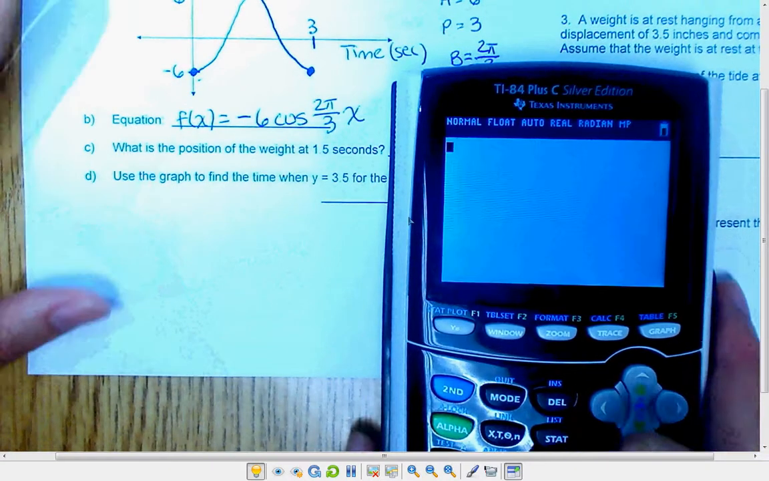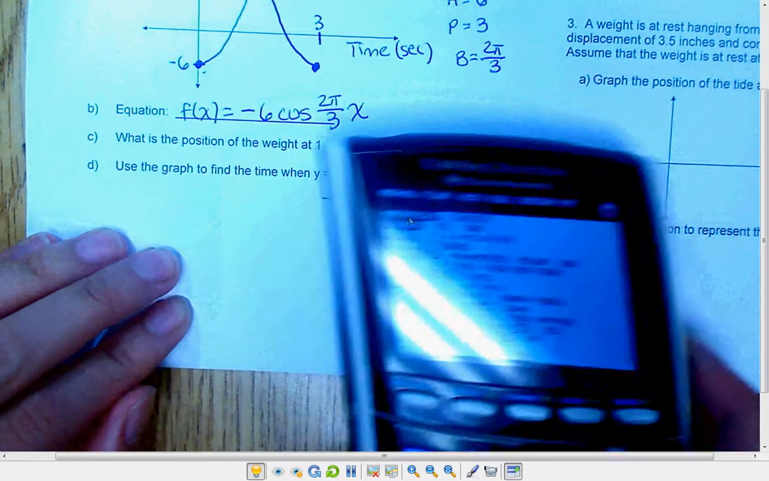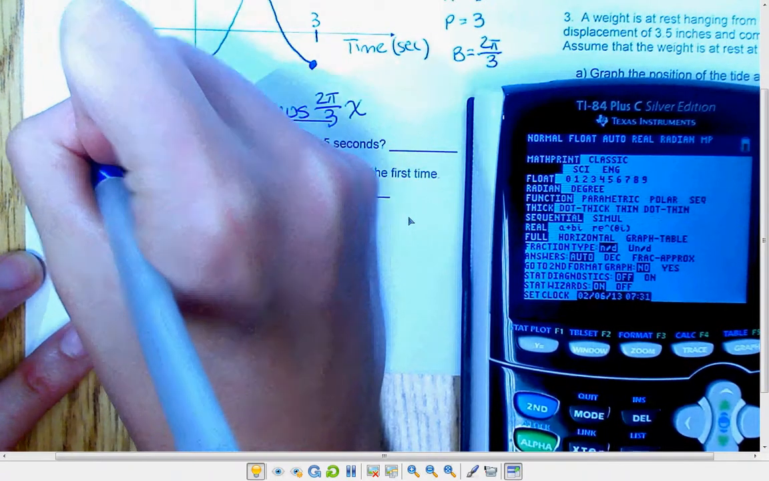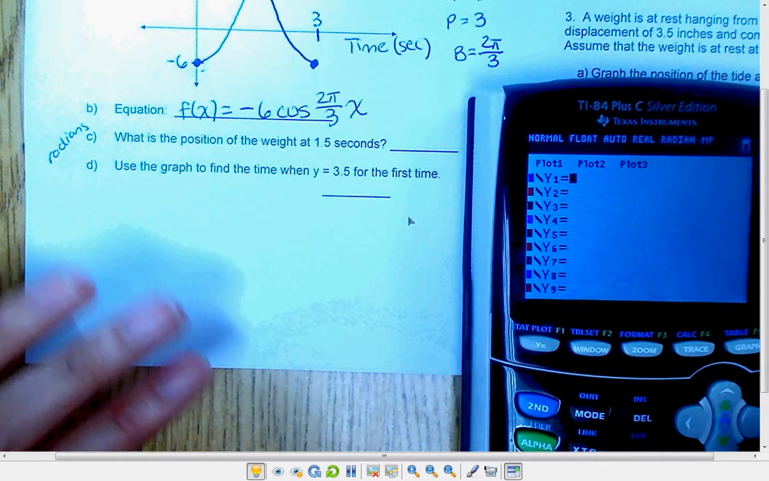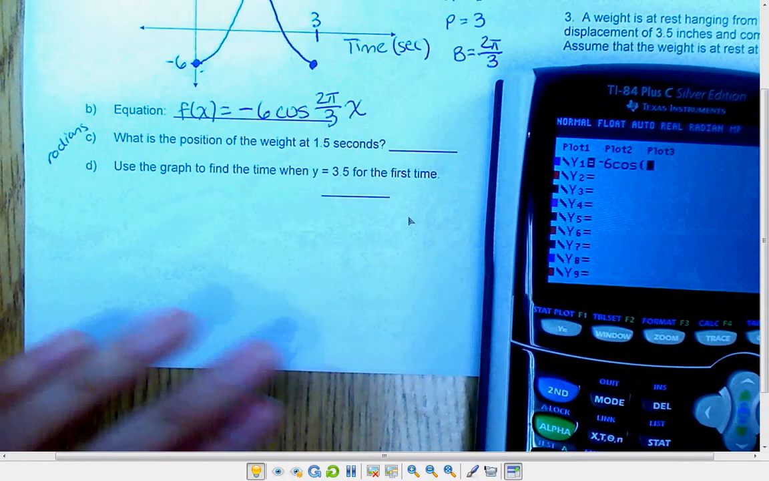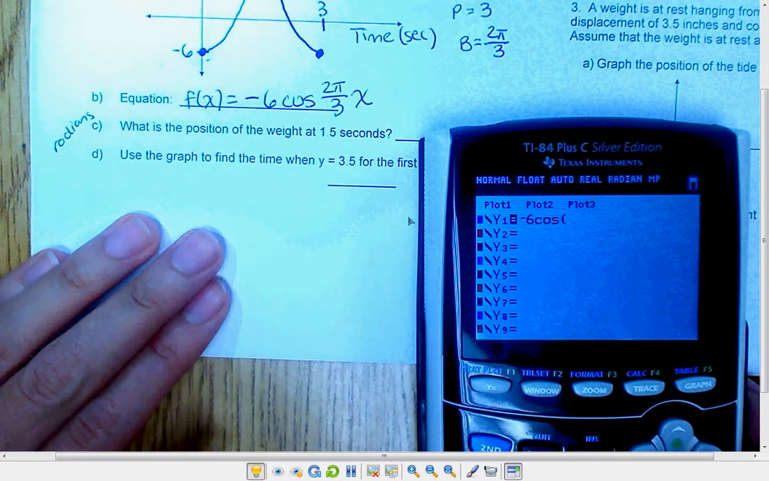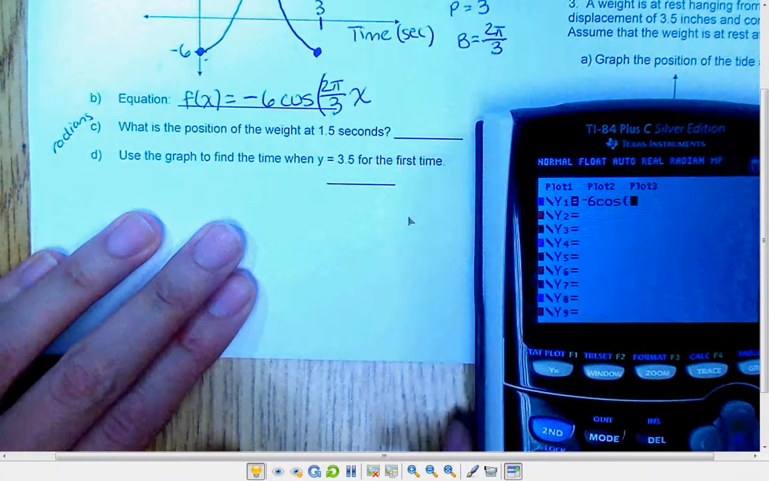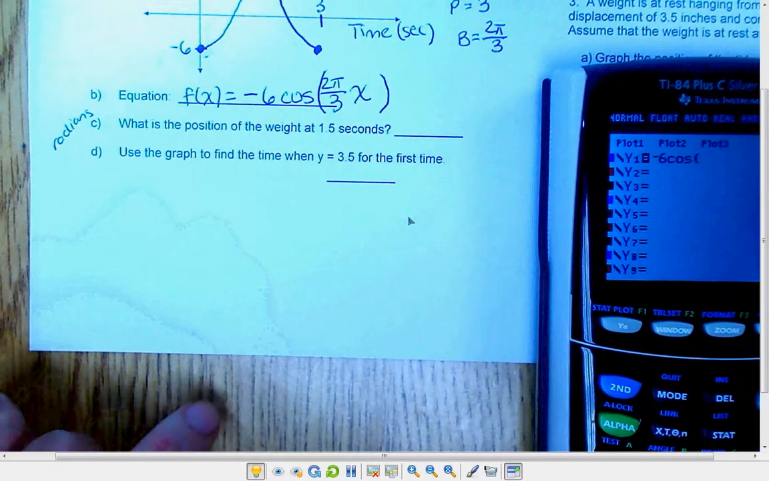When I put this in my calculator, the first thing I need to do is make sure that we are in radian mode. So make sure that you have your calculator in radians, and then go to y equals. When I'm graphing this, you're going to type in -6 cosine. Notice that after the cosine, it'll give you a parenthesis. You can't change that, so you're going to have a parenthesis right here, which means you're also going to need one to close out your function.